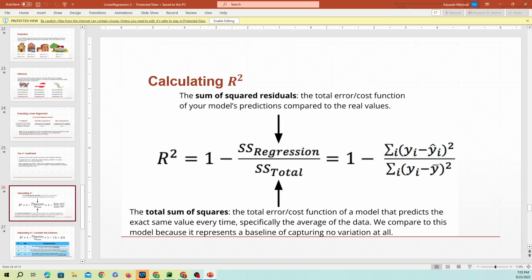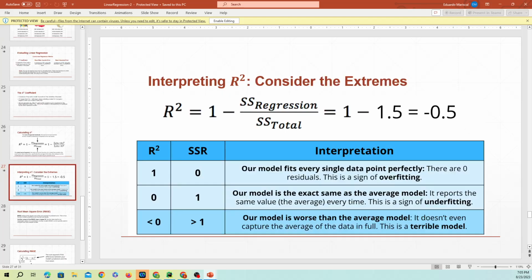So here is a little bit better way to interpret the result. If you have a negative number, you're way off, right? That's bad. So let's go to the first one. If you have an R squared value of 1, in this case your SSR, your sum of squares regression, will be 0. So our model fits every single data point perfectly. There are 0 residuals. This is a sign of overfitting. So remember, you want to get close to 1 for your R squared, but you don't want it to be 1. If it's equal to 1, you're in trouble. That's overfitting.